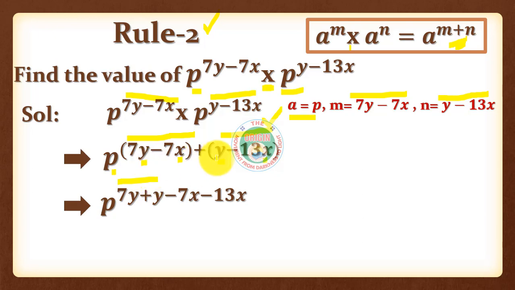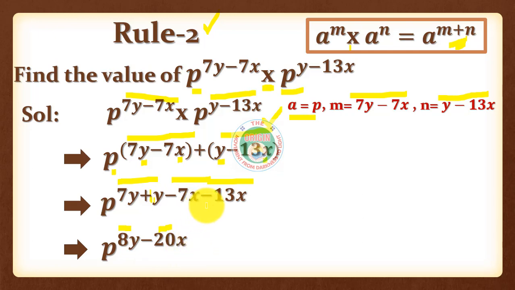Plus 7y and plus y. Remove the brackets and separate the like terms. Next, minus 7x and minus 13x, these two are like terms. Add the like terms here. 7y plus y, here 1 is there, so 7 plus 1 is 8, 8y. Minus 7 minus 13, same signs, add it. 7 plus 13 is 20, so given sign is minus, that is why minus 20x.